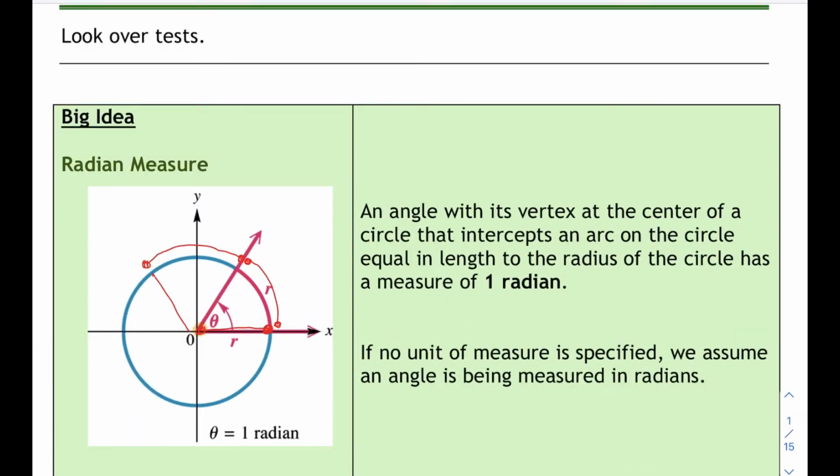So this is part of the reason why I said always write your degree measure symbol if you want to make sure that you know we're measuring angles in degrees, because if no unit of measure is specified, then we're going to assume that our angle is being measured in radians. So if I see 30 as an angle measure, that means 30 radians. You don't have to write the word radian or anything. That means 30 radians if you just see 30. It's not the same as 30 degrees. So make sure that if you mean degrees, you label it in degrees.